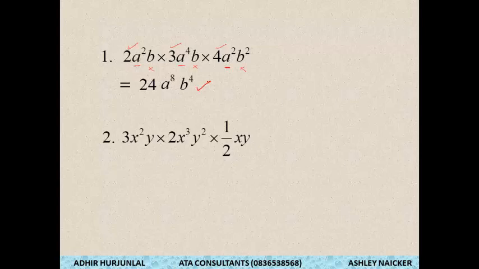Example number 2 is similar to the previous example, except now I have a fraction here. But don't let this frighten you. If I go across an example like this, I notice there's a constant, a constant, a constant. I have my x's and I have my y's. This is equal to 3 times 2 is 6.